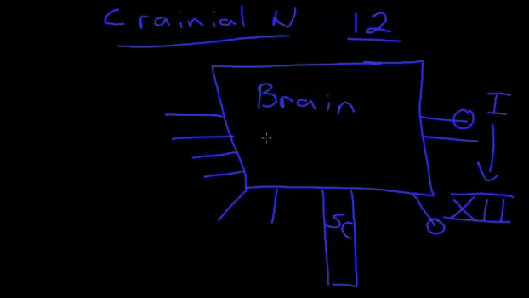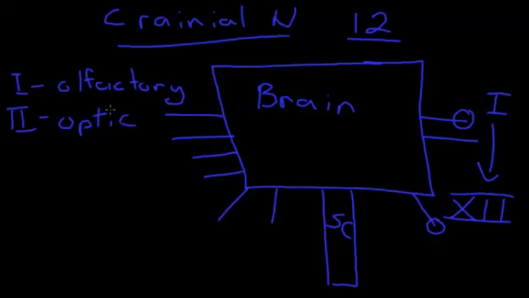So, for example, the first cranial nerve, 1, is called the olfactory nerve. And the olfactory nerve runs off to supply your sense of smell. The second cranial nerve is called the optic nerve, which we've all heard the derivation of that word before. So this nerve takes information back to your brain from your retina to provide vision.